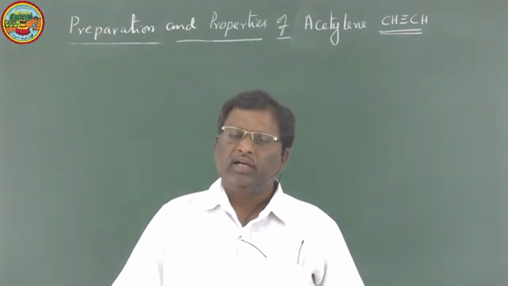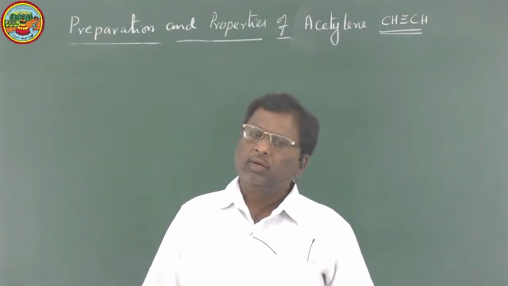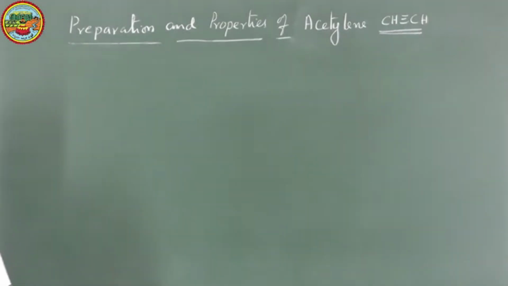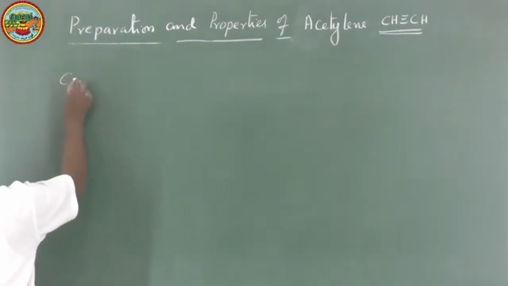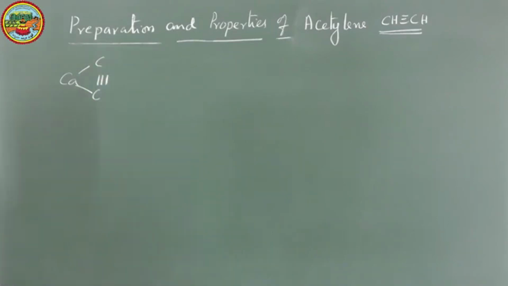So these are sp hybrid carbons. Preparation. Acetylene, industrially, is prepared by the hydrolysis of calcium carbide. Calcium carbide, we know, is used for welding purposes. Its structure is CaC2. There is a double bond between two carbon atoms, and these two carbon atoms are in turn bonded with calcium. So this is calcium carbide.